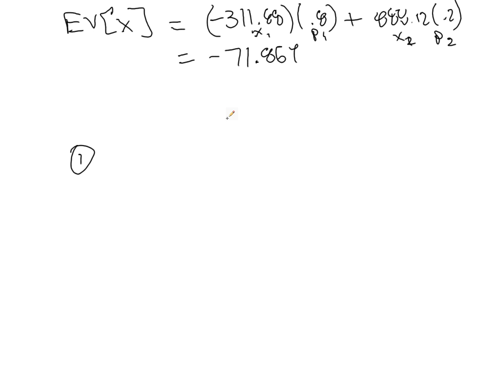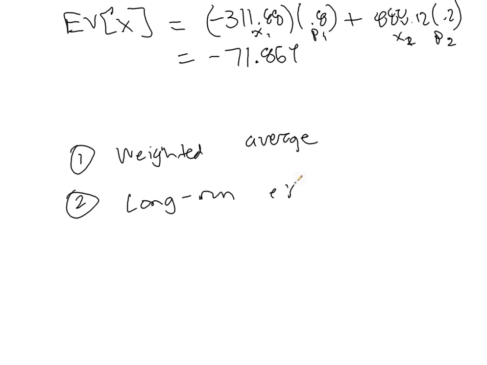Number one, these are really weighted averages, meaning it's not like a die roll. Not every outcome is equally likely. And secondly, the average that we're dealing with here is more the long run expectation.